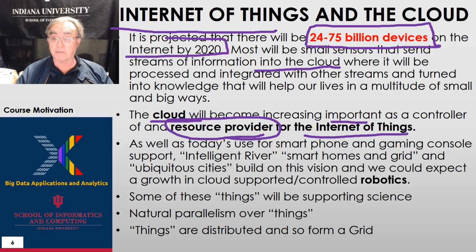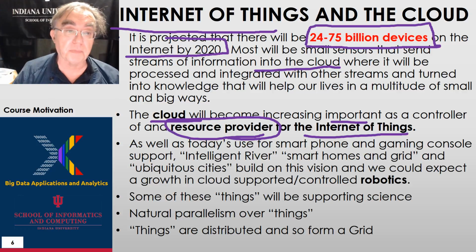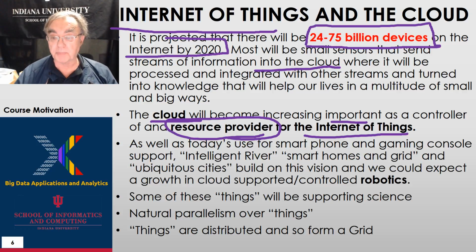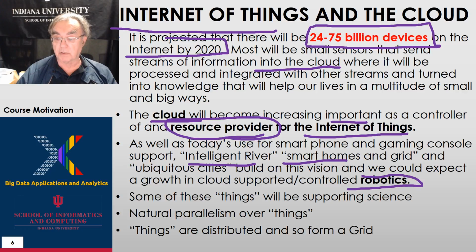So we have all sorts of ways of representing the fact that the world will be full of tiny computers. Remember, I pointed out that Moore's law said CPUs are getting smaller and smaller, so you can sprinkle them around: smart dust, intelligent rivers, smart homes, smart grid, ubiquitous cities, the Korean term, and we also expect lots and lots of work on robotics. Some of this Internet of Things will support science. And these things are very naturally parallel.